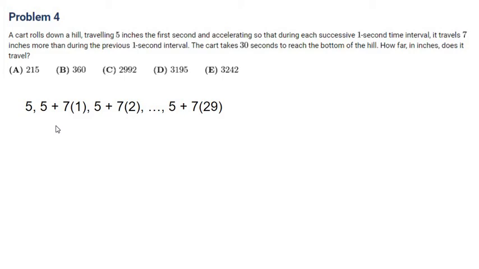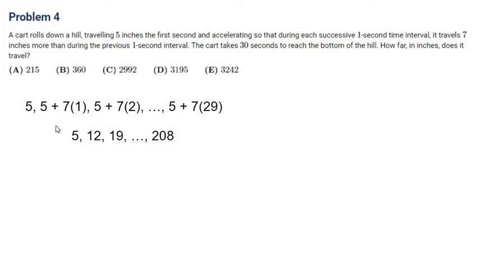Now you may be asking, where does the 29 come from? Aren't there 30 terms? However, notice that the first term is being added by 7 times 0. So you can say it's 5 plus 7 times 0, right? And 1 is going to start from the second term. So that's why we do 30 minus 1 for the last term, and that would give us 29. That's why 7 is being multiplied by 29 there. So we can simplify this as 5, 12, 19, all the way to 208. So that is our sequence here.